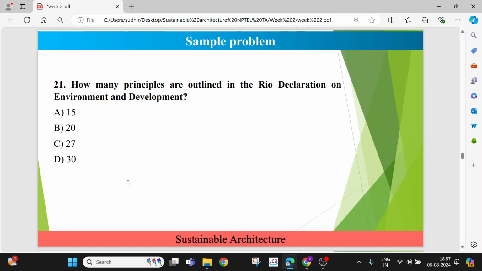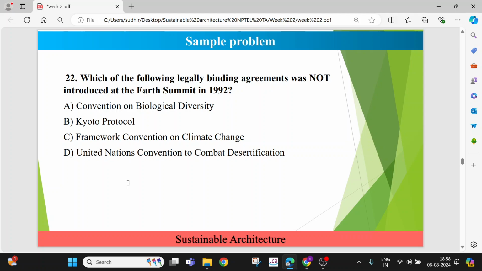you have well understood these 27 principles that were discussed in the Rio Declaration on Environment and Development. With these 27 principles, we will try to frame questions on how well you have understood each of them. But before that, let's move to question number 22. Here is question number 22.